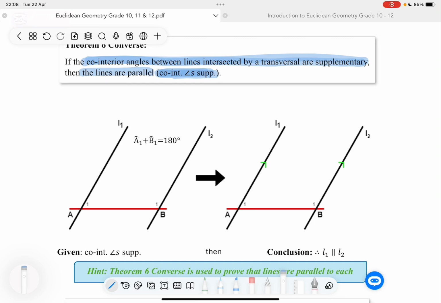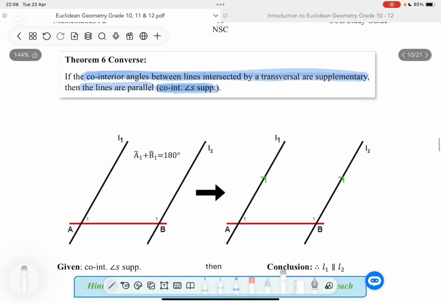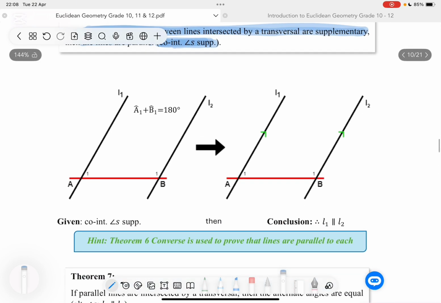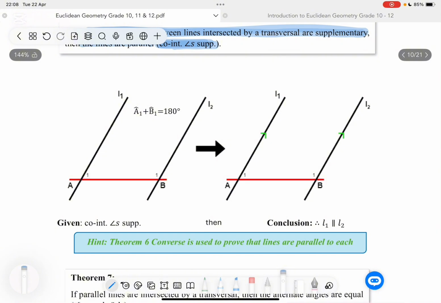Again, if you check the converse of theorem 6, just like the converse of theorem 5, it means we can use this theorem to actually prove that lines are parallel to each other. So another way in which you can prove that lines are parallel to each other is to ensure that the co-interior angles are exactly supplementary. In other words, when you add them, they give you 180. Then that's how you know that those lines are actually parallel to each other.